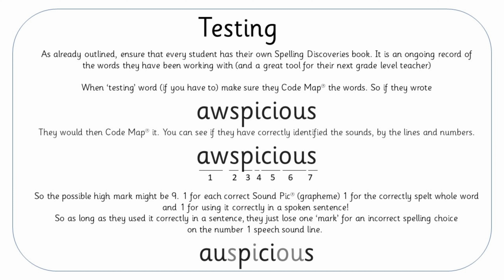So in auspicious, if they wrote it like this and they just got the first sound pick wrong, because AW can be a representation for or, but not in this word, then they would just lose that 1 point, because that's the only part they didn't get right. If they knew what it was, could put it in a sentence, then they got all the others correct. So we're really isolating all the different skills and all the parts of the words when we're testing.